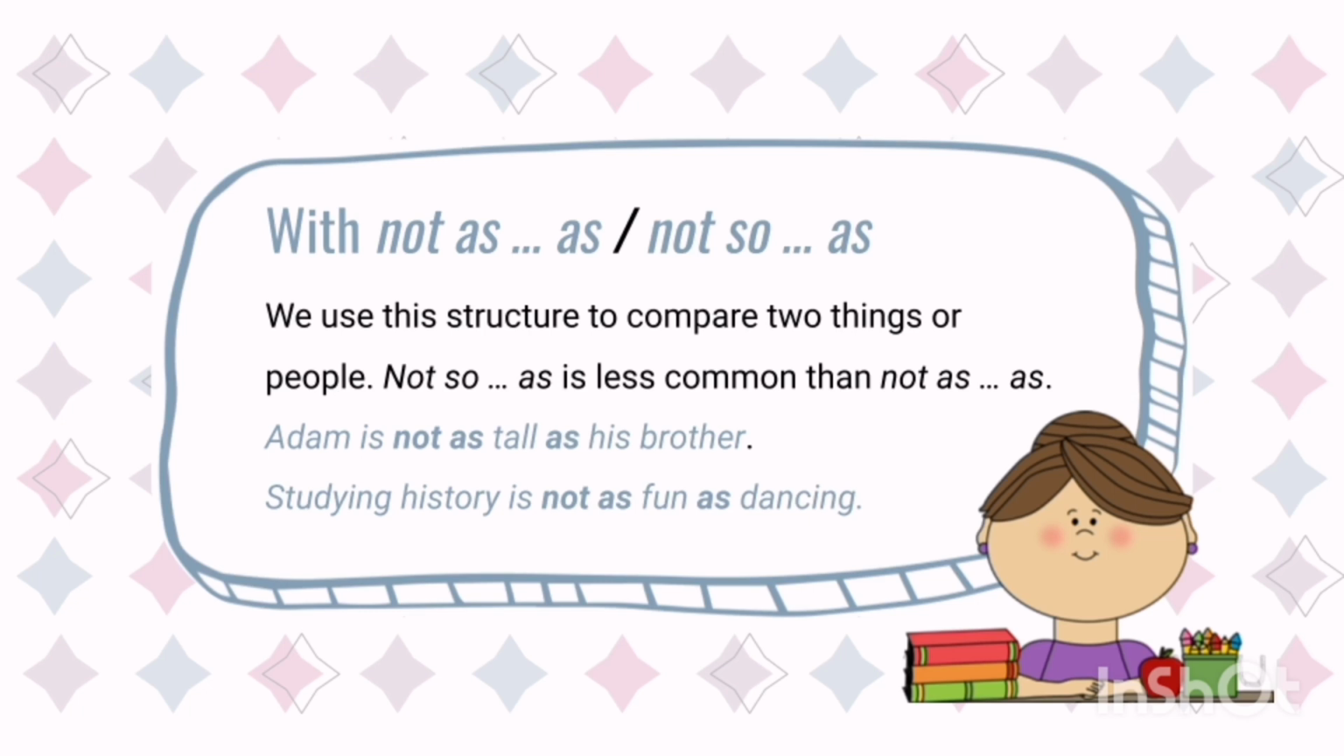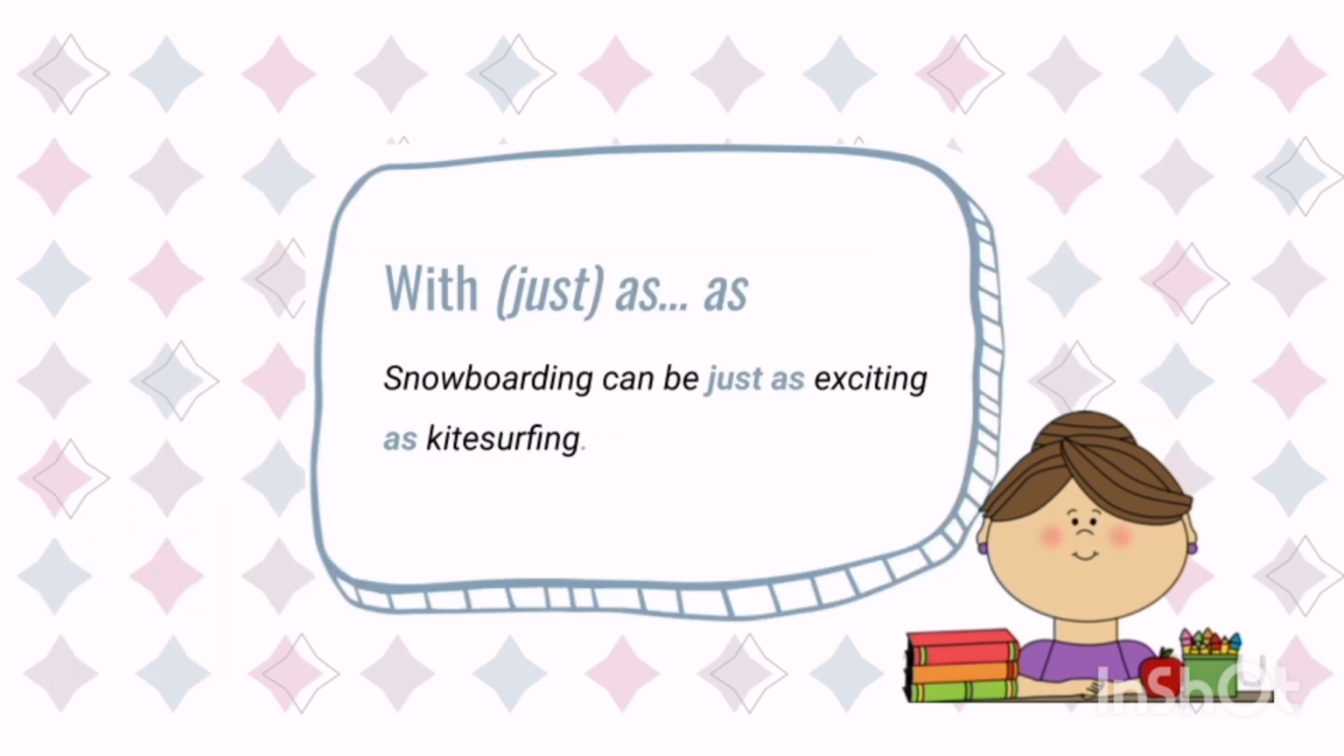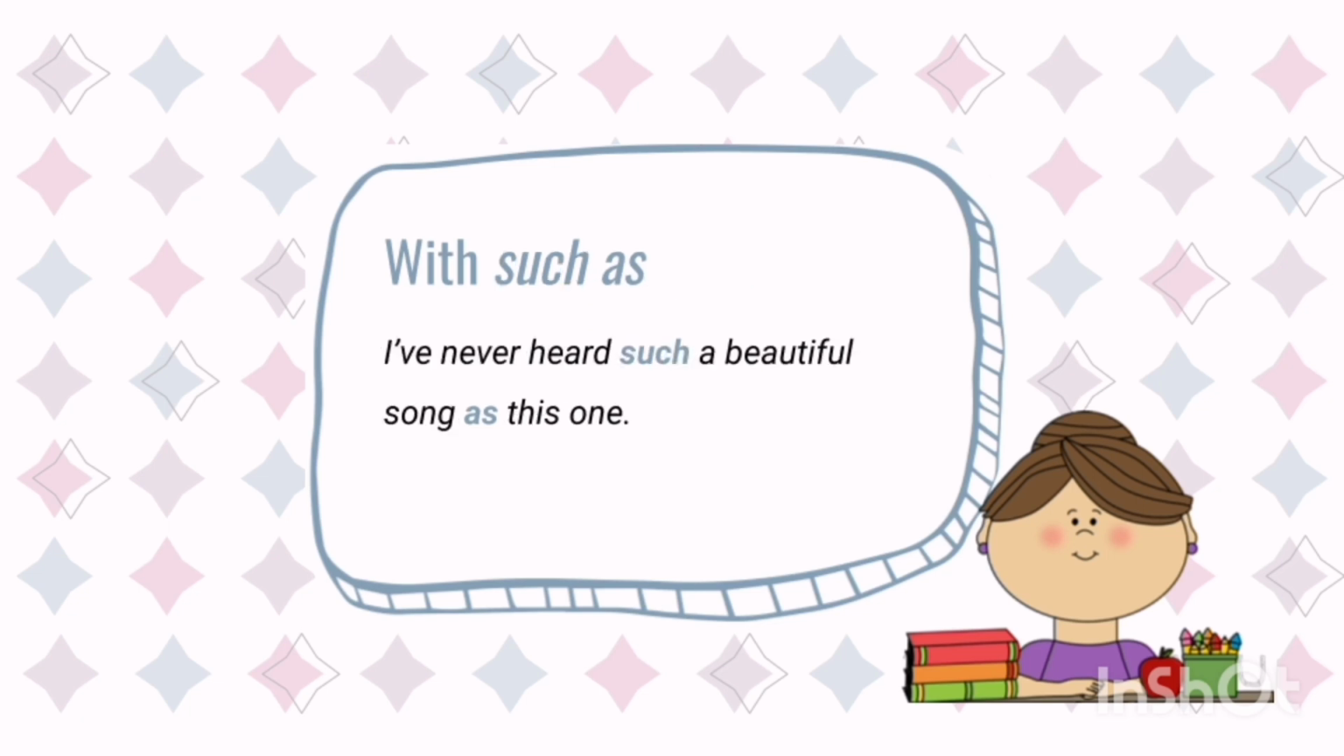Careful not to use the comparative form here. For example, Adam is not as taller as his brother. That would be absolutely wrong, so no. Studying history is not as fun as dancing. Oh, of course not! With just as. For example, snowboarding can be just as exciting as kite surfing. With such as, for example, I've never heard such a beautiful song as this one.